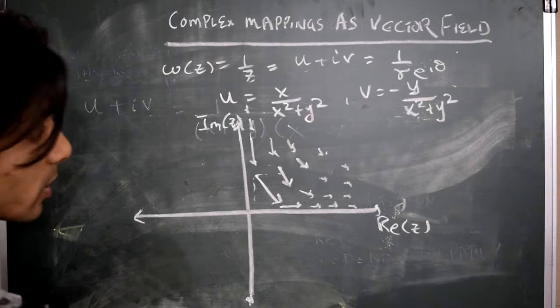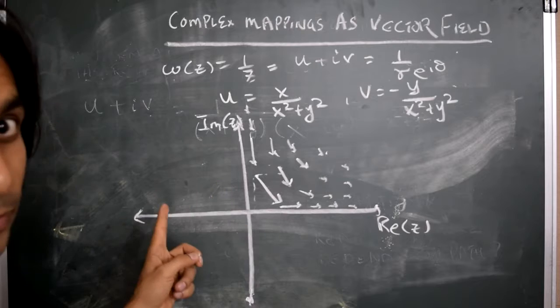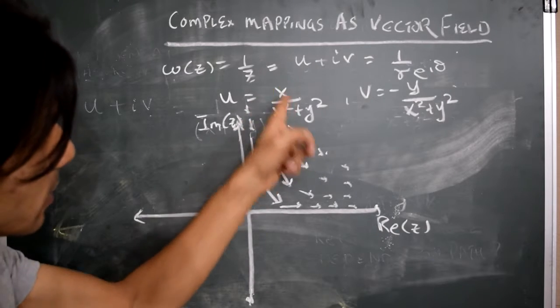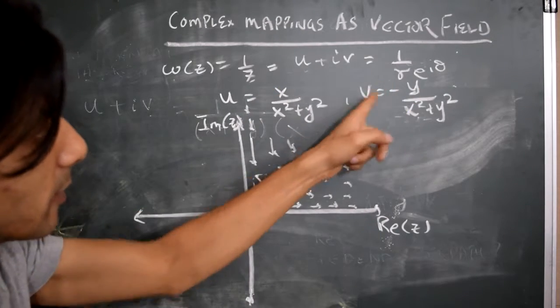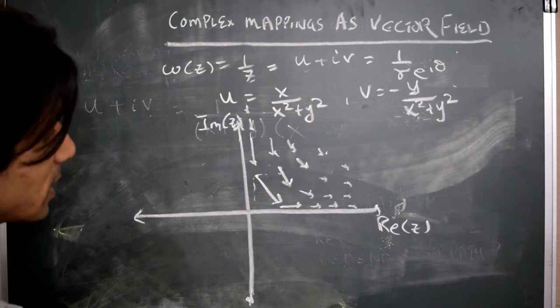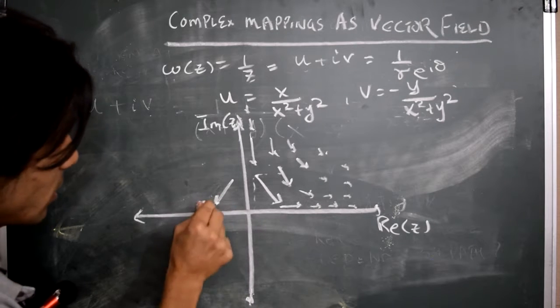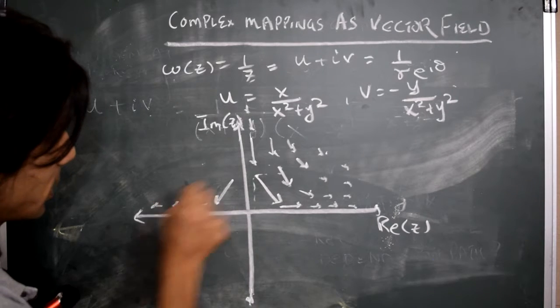If we are in the second quadrant, then here again y is positive, whereas x is negative. So since x is negative, and for a positive y, v is anyway negative, so u and v both components will be negative, which means that the arrows will tend to point in this direction. And it will be symmetric, so we'll end up drawing something like this.